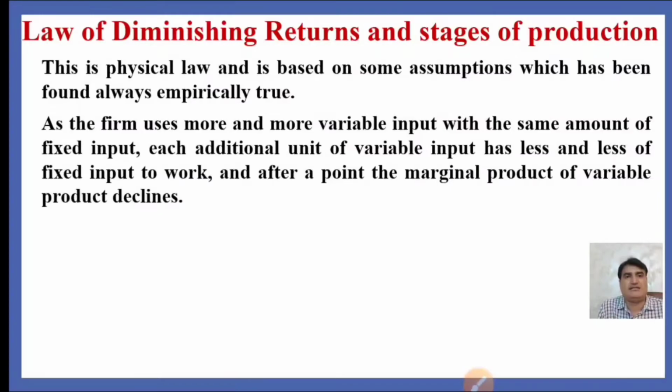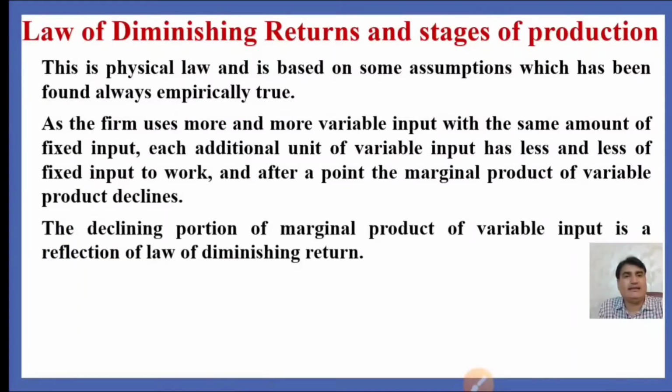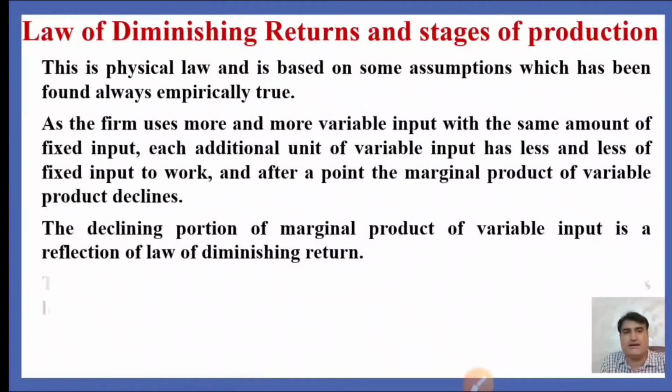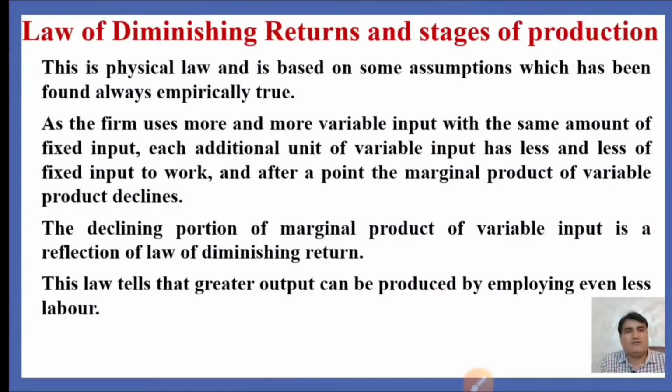It means the law of diminishing returns states that when doses of labor and capital are applied on a fixed factor of land, every successive dose of labor and capital gives marginal production at a diminishing rate. The declining portion of the marginal product of the variable input is a reflection of the law of diminishing returns. The law of diminishing returns tells that greater output can be produced by employing even less labor.